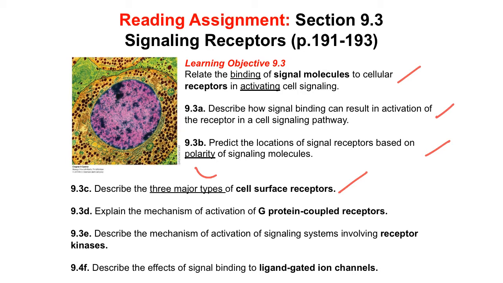And so the final three sub-objectives are to be able to explain the mechanism of activation of G protein coupled receptors, to describe the mechanism of activation of signaling systems involving receptor kinases, and then finally to describe the effects of signal binding to ligand-gated ion channels.